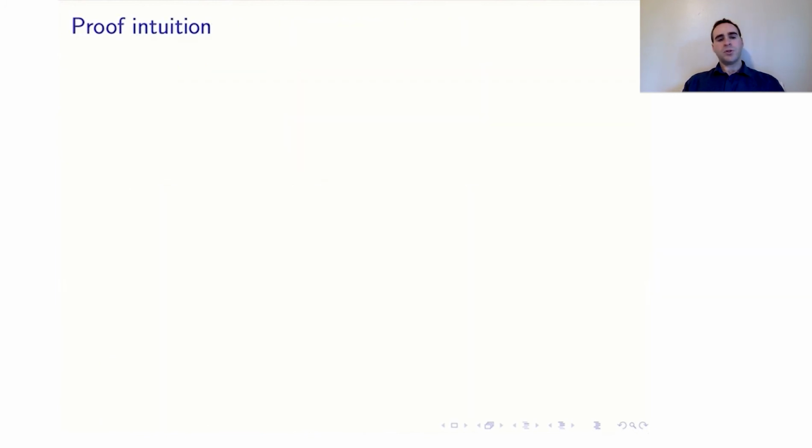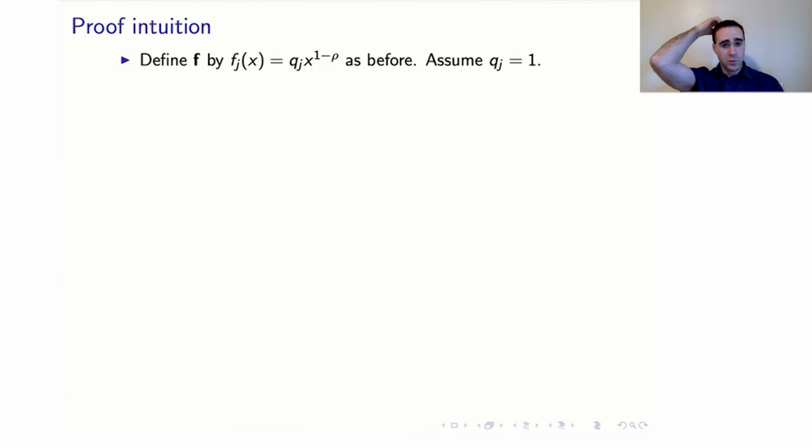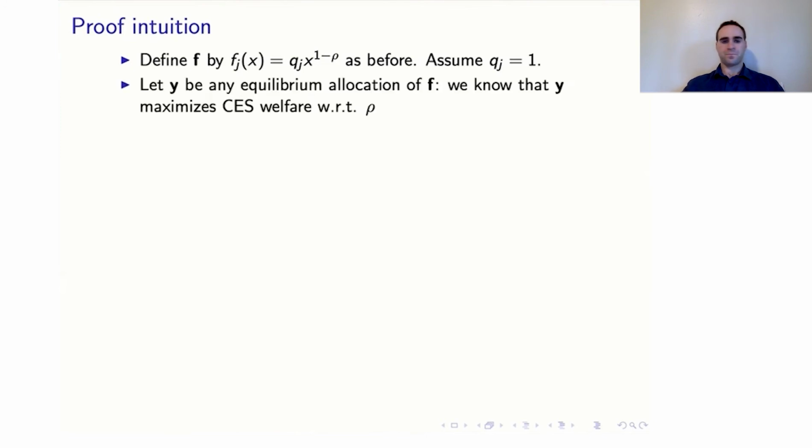We'll just give some intuition behind the proof. If we define the price curves as before, so Q1 through Qm are going to be the Lagrange multipliers from the convex program. For the purposes of this intuition, let's just assume that the Qj's are all equal to 1. So let Y be any equilibrium allocation. That's the market equilibrium, the explicit pricing equilibrium. We know that Y is going to maximize CES welfare.